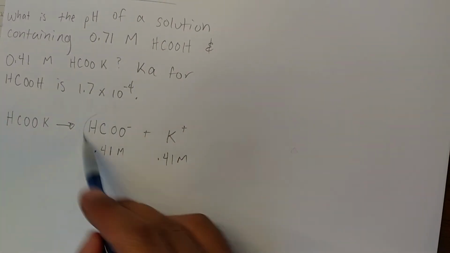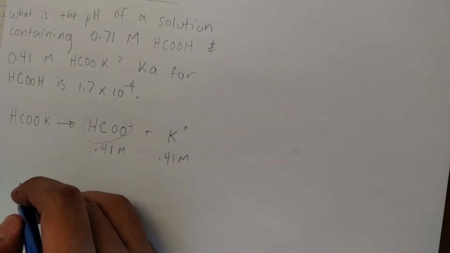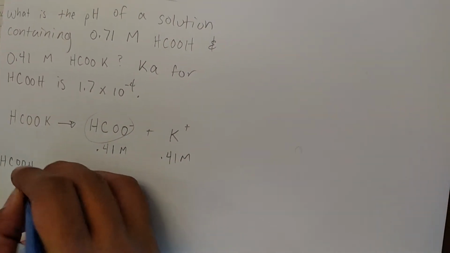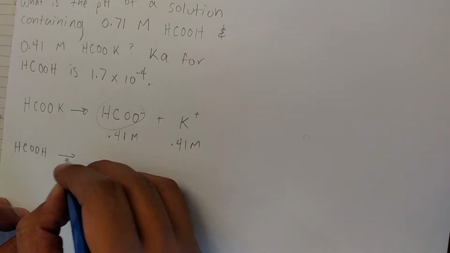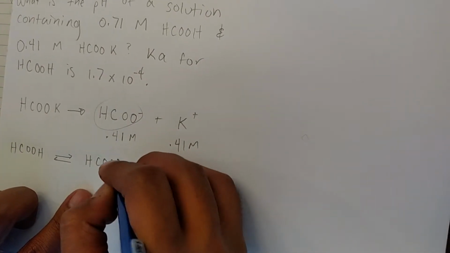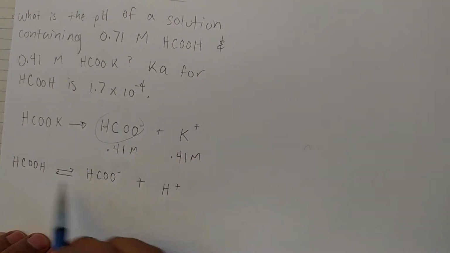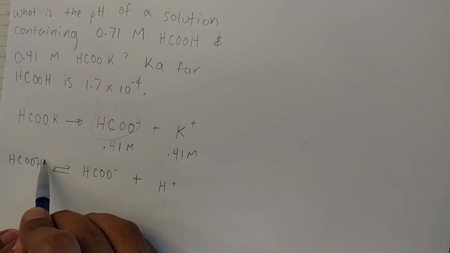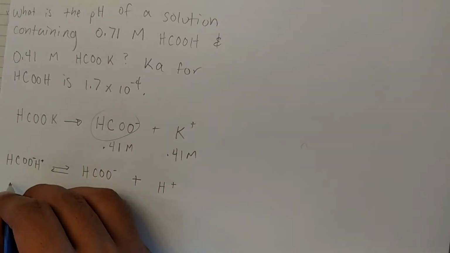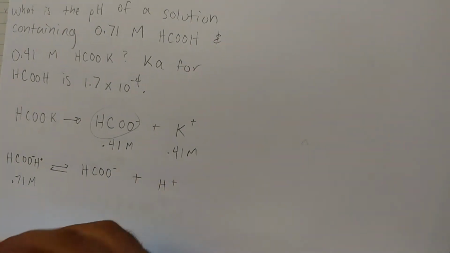Now that we have the concentration for HCOO minus, we can go back to our solution of HCOOH and dissociate that into our product of HCOO minus plus H plus, because we get the HCOO minus right here and the H plus from right here. We know that HCOOH has a concentration of 0.71 molar, so we're setting up an ICE table here.